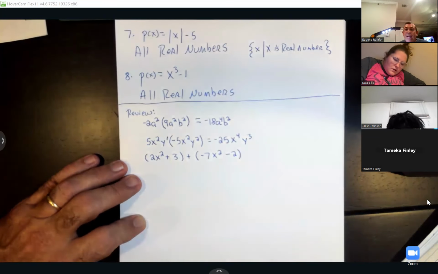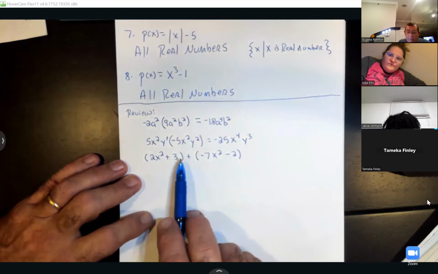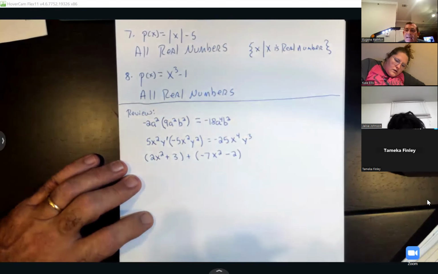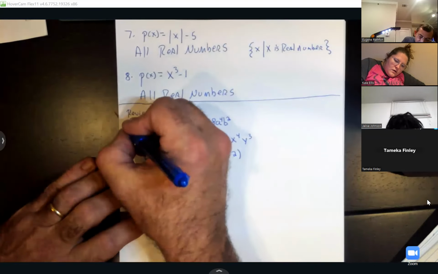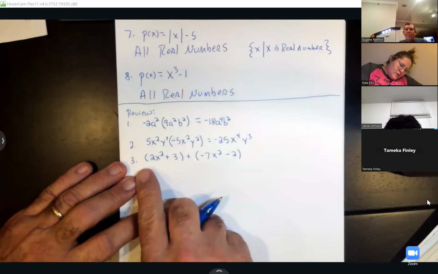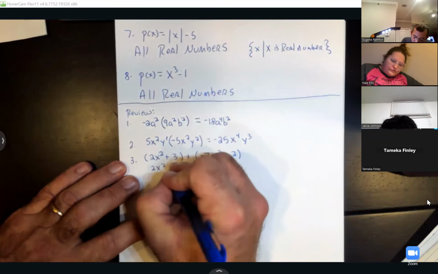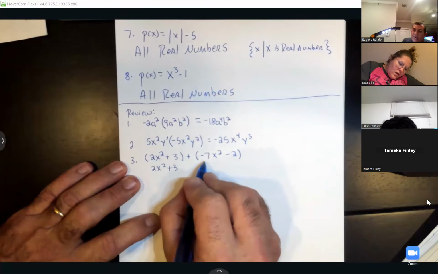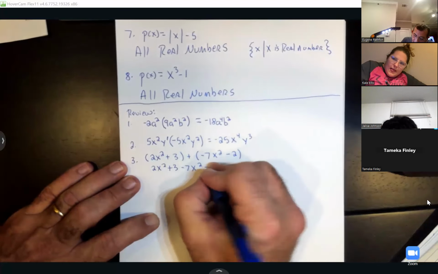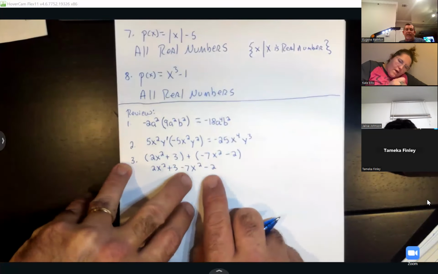So we're going to have to know how to add polynomials. Now, when you add polynomials, you can drop these parentheses and keep all the signs the same. So let me put numbers out here so we know where I'm starting. So this is my number 3 problem. Since it's being added, I can drop parentheses and keep all my signs the same. So that'll be negative 7x squared minus my 2. Both these were positive, both these were negative.